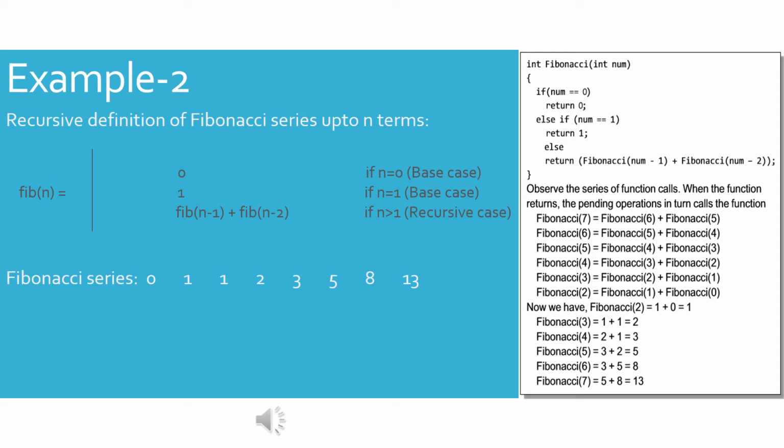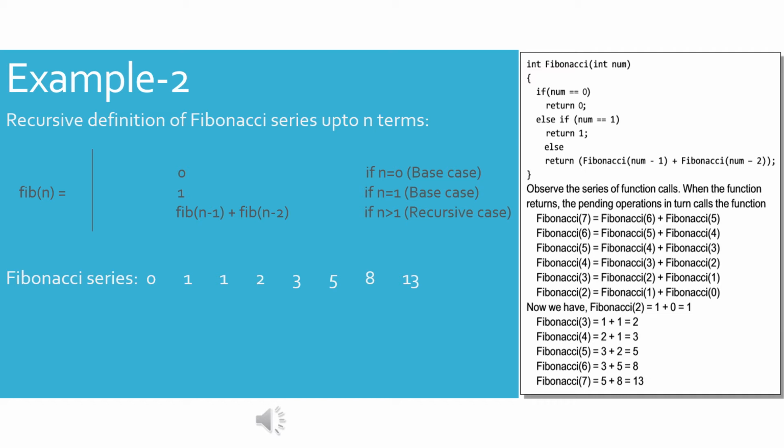Now let us see at the right hand side, there is Fibonacci of 7. That means 7 values. So that is equal to Fibonacci of 6 plus Fibonacci of 5. Fibonacci of 6 is Fibonacci of 5 plus Fibonacci of 4. Fibonacci of 5 is equal to Fibonacci of 4 plus Fibonacci of 3. Fibonacci of 4 is equal to Fibonacci of 3 plus Fibonacci of 2. And Fibonacci of 3 is equal to Fibonacci of 2 plus Fibonacci of 1. And Fibonacci of 2 is equal to Fibonacci of 1 and Fibonacci of 0.